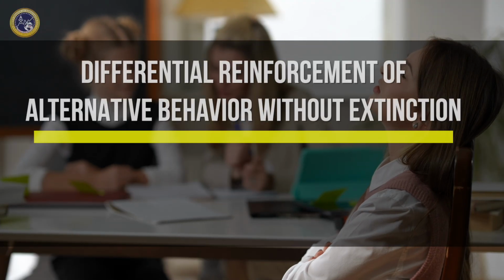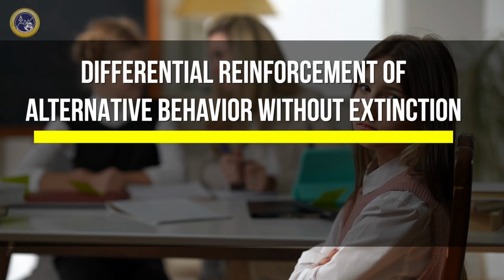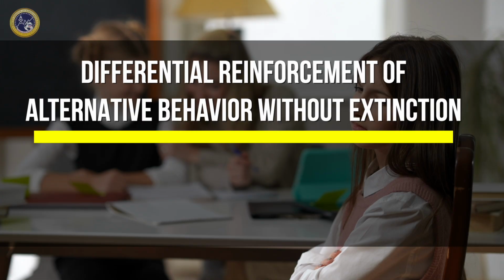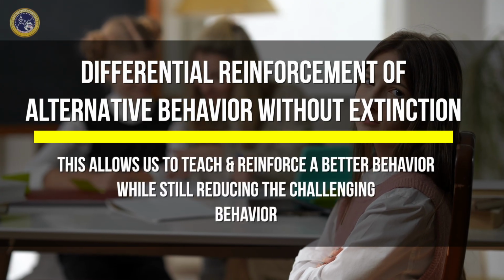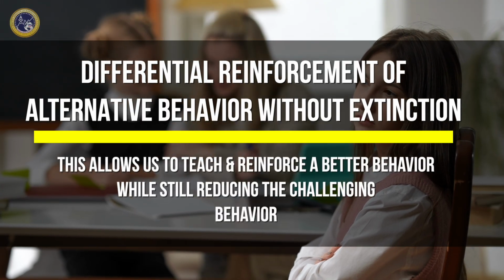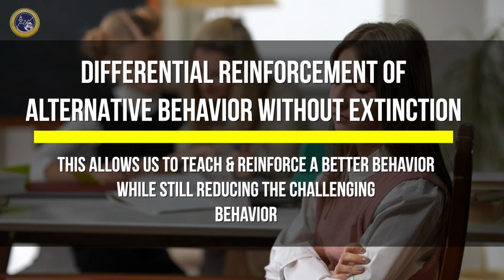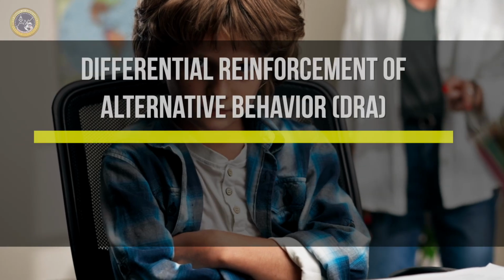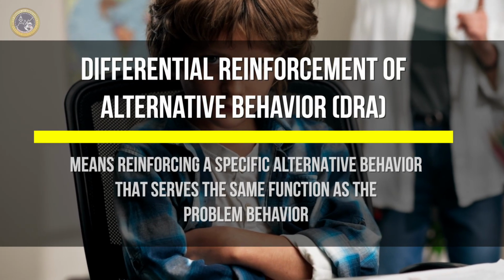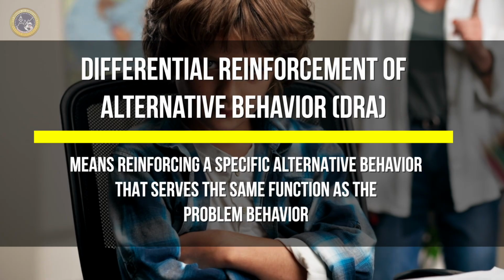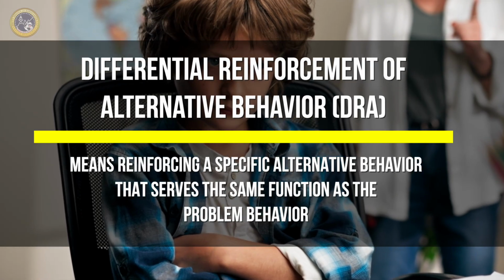For example, maybe the behavior is unsafe, maybe multiple adults are involved, or maybe the environment makes it hard to completely stop reinforcement. One evidence-based strategy we can use is differential reinforcement of alternative behavior without extinction. This allows us to teach and reinforce a better behavior while still reducing the challenging behavior, even when extinction can't be used. Differential reinforcement of alternative behavior, often called DRA, means reinforcing a specific alternative behavior that serves the same function as the problem behavior.